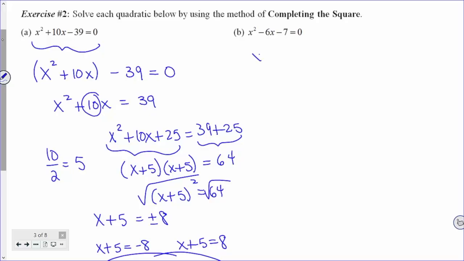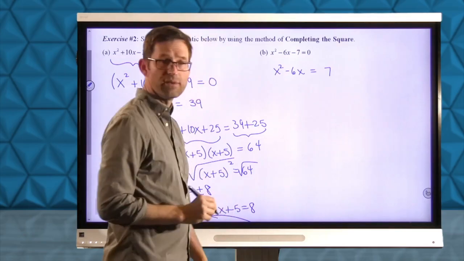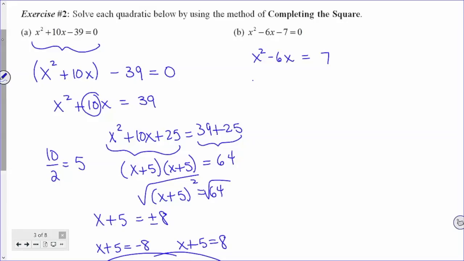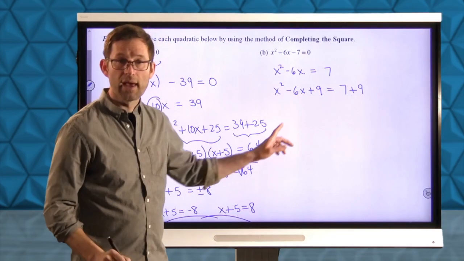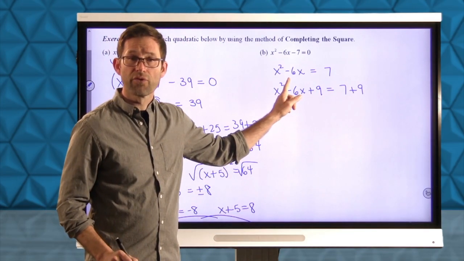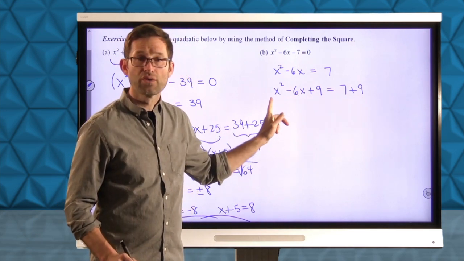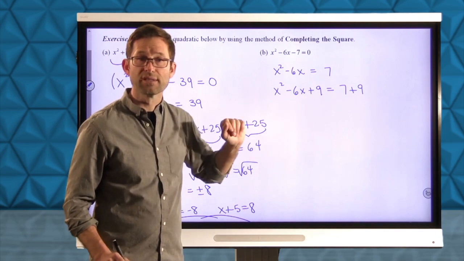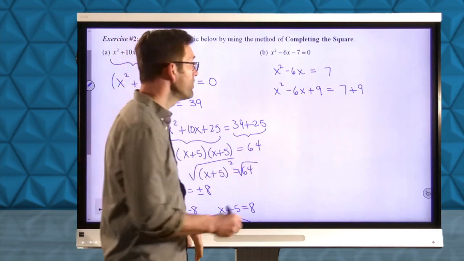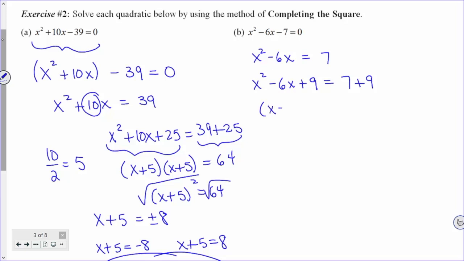In this case, I'm going to immediately swing that negative 7 to the other side, write it as positive 7. I'm going to take half of negative 6, which is negative 3, and when I square it and add it on, it's a positive 9. And I'm going to add that 9 to both sides, right? So again, half of negative 6 is negative 3, squared is 9, add the 9 to both sides, very important. This now ensures that x squared minus 6x plus 9 is a perfect square trinomial. In fact, it is. It factors as x minus 3 times x minus 3.